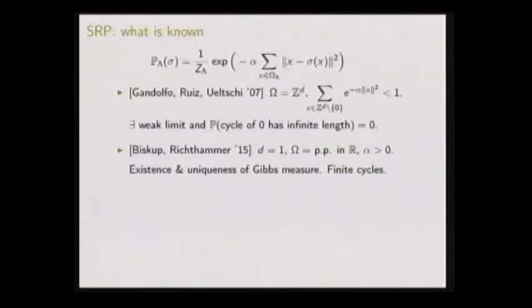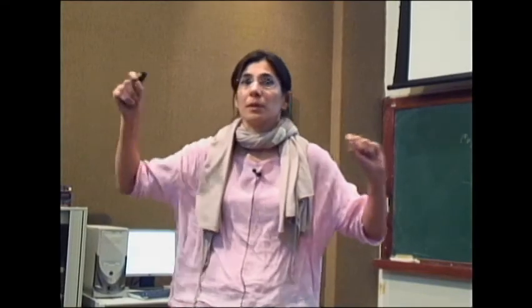Then they show that there is existence and uniqueness of Gibbs measures, and they also prove that all cycles are finite here. And the methods are very one-dimensional. Essentially, the crucial fact they show is that with probability 1, you can find pieces of R above which there are no crossings. So there is no cycle going above these pieces. And with this, then the rest of it follows quite simply.